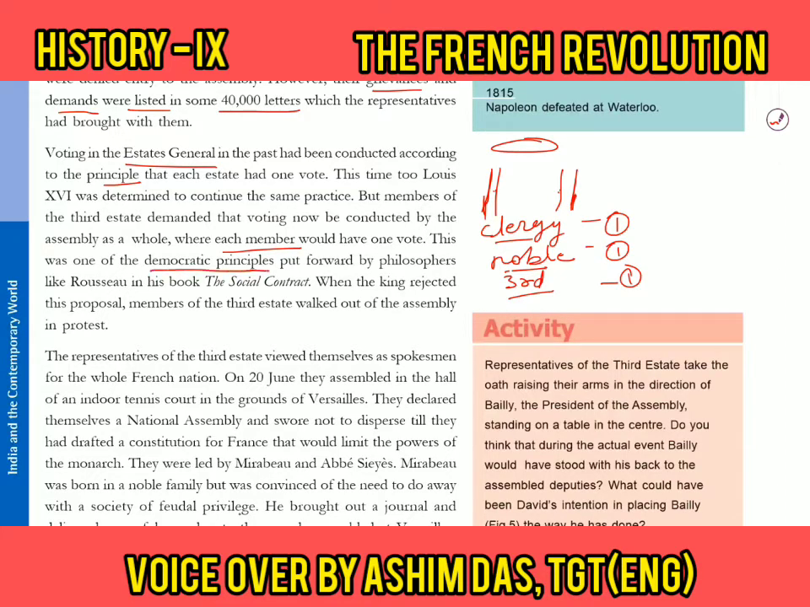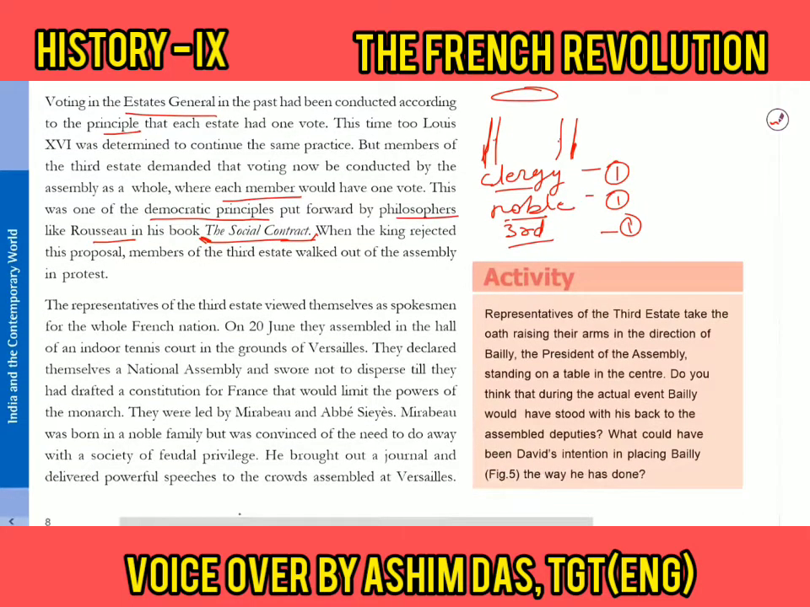So this was one of the democratic principles put forward by philosophers like Rousseau in his book The Social Contract. When the king heard this system, he was surprised and said it cannot be done. The king rejected this proposal. At that time, the members of the third estate who had come for voting decided to walk out of the assembly in protest, and they said we will not participate in the voting of the Estates General. This is how the clergy and nobility were left out, and the third estate went out, and the decision on how to increase the taxes was not taken.